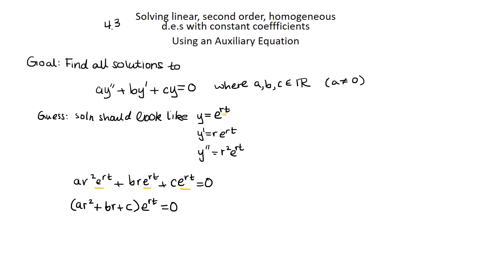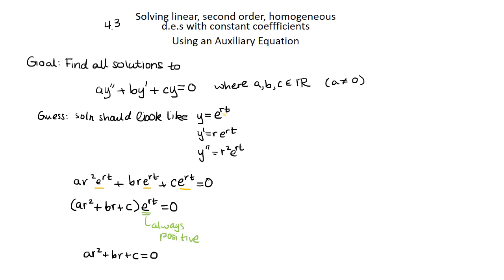If you think back to how the exponential behaves, we know e to the rt is always positive. It's never equal to 0. So we can divide by it, and we get a r squared plus b r plus c equals 0.